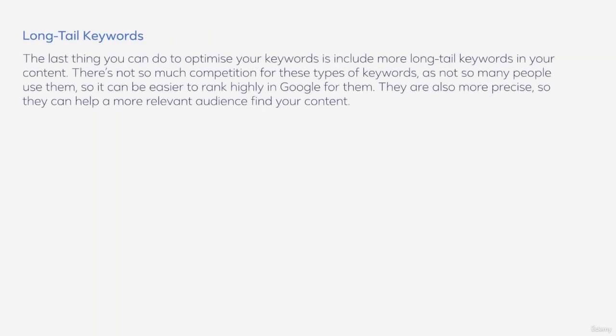Long-tail keywords. The last thing you can do to optimize your keywords is include more long-tail keywords in your content. There's not so much competition for these types of keywords, as not so many people use them, so it can be easier to rank highly in Google for them. They're also more precise, so they can help a more relevant audience find your content.